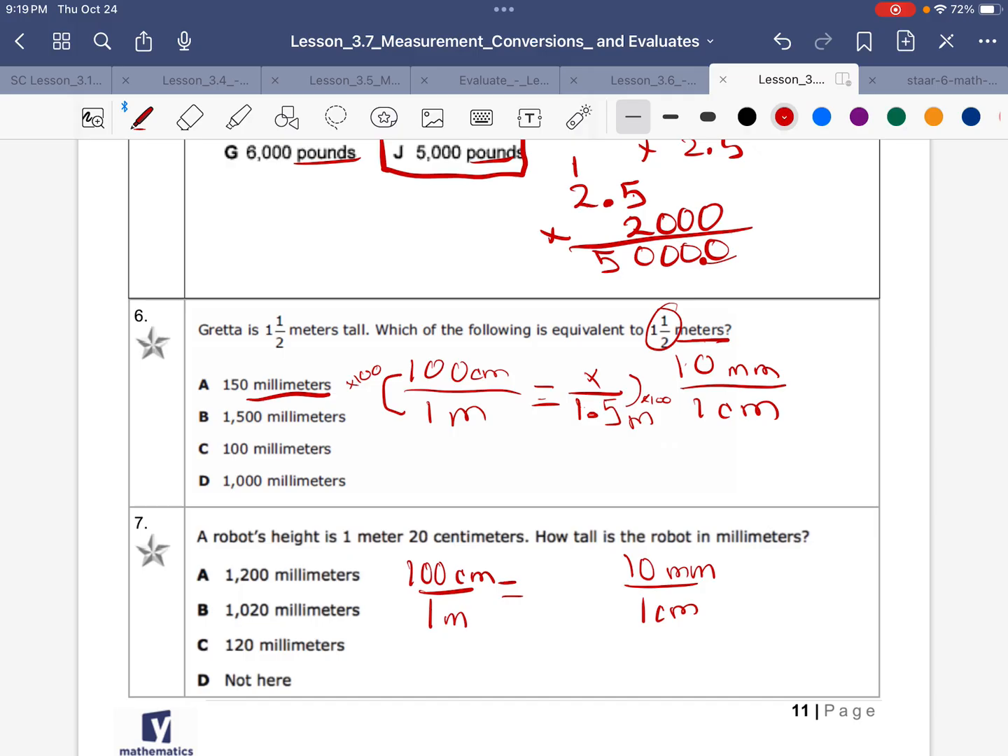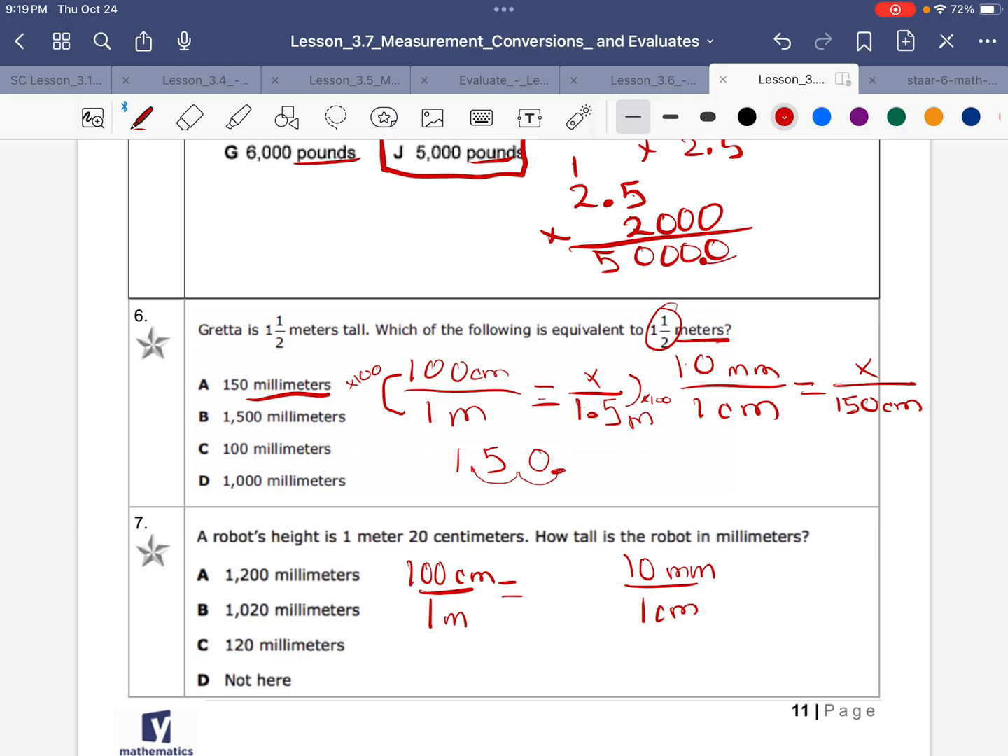So now you do your 1.5 times 100. Remember, move your decimal the amount of zeros. We got 2 zeros. When you multiply, you move it to the right. You're making it bigger. 1, 2. We fill that in, and my decimal's back here. So it's 150 centimeters. So now we can put my 150 centimeters, and I can figure out how many millimeters.